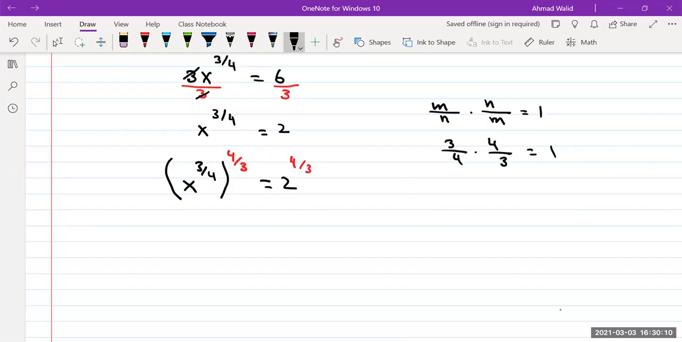Based on the rules of the exponent that I explained to you, if you have a to the power of m, all to the power of n, it equals a to the power of m times n. I can multiply these two fractions. 3 cancels out with 3, 4 cancels out with 4. What is left? Only x to the power of 1, right? x to the power of 1. It means x equals 2 to the power of 4/3.